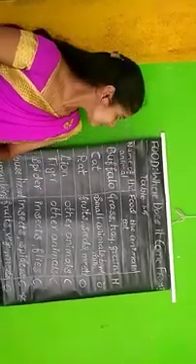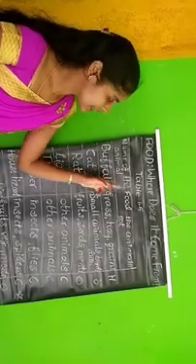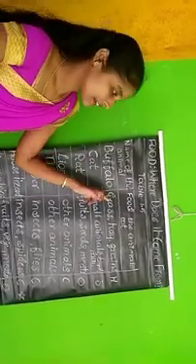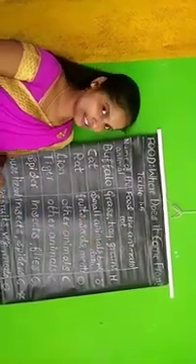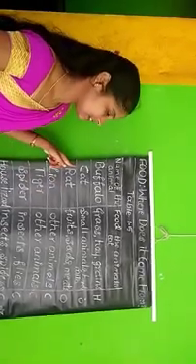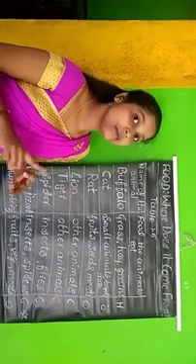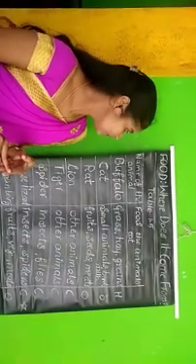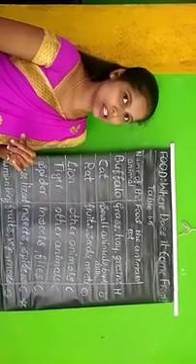Okay, so the first one, buffalo. What are the food items of the buffalo? Grass, hay, grain, oil cakes, etc. Next, cat. Small animals, small birds and milk. Right, cat will eat small animals, birds and milk items also.